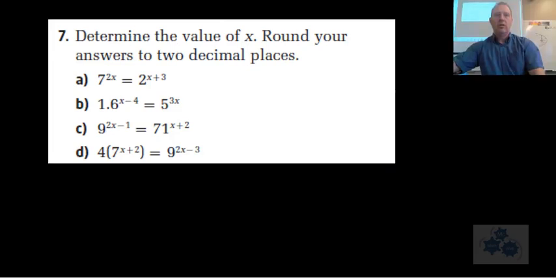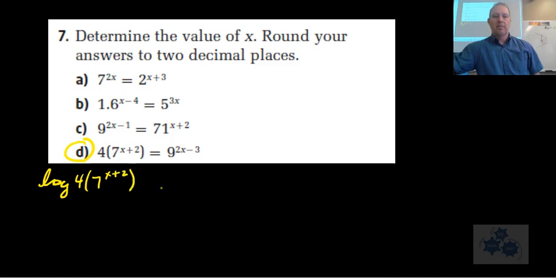All right, so with 7D, here's 7D right here, and we're trying to solve for x. X is in the exponent position, so we're going to need to use logs. We're also going to need to use the laws of logs here. So let's take the log of both sides. So this is going to be a little bit of work, right? But we're taking the log of both sides here.